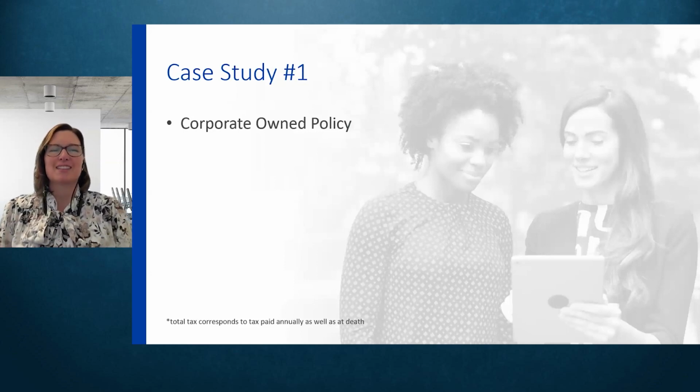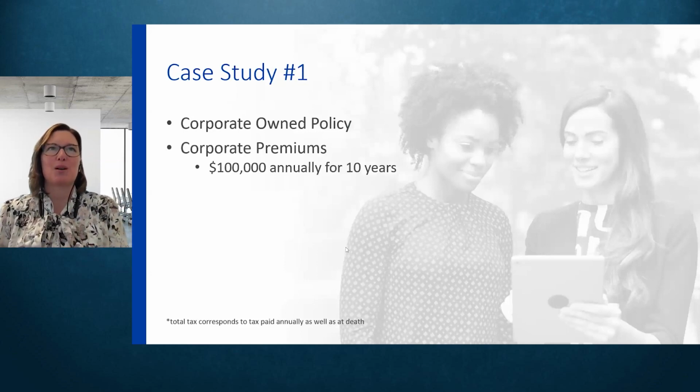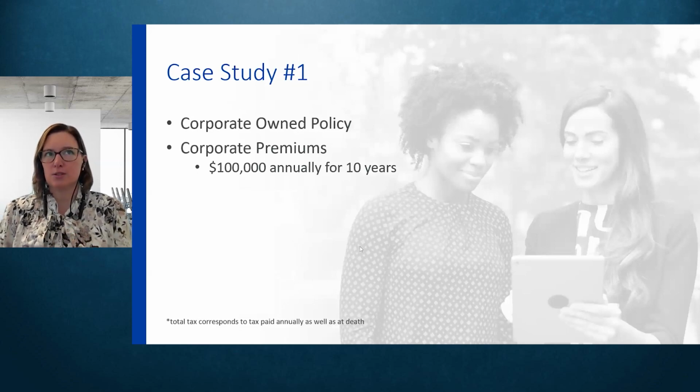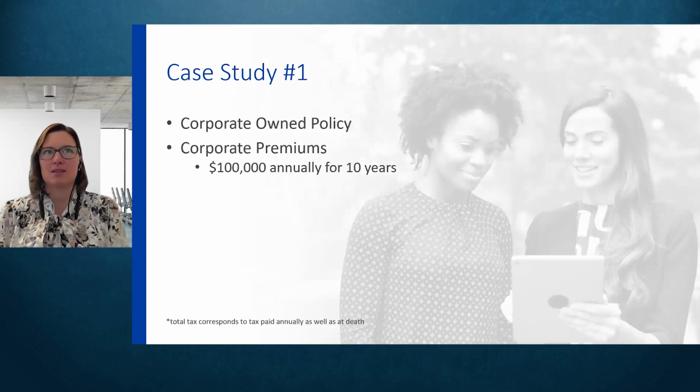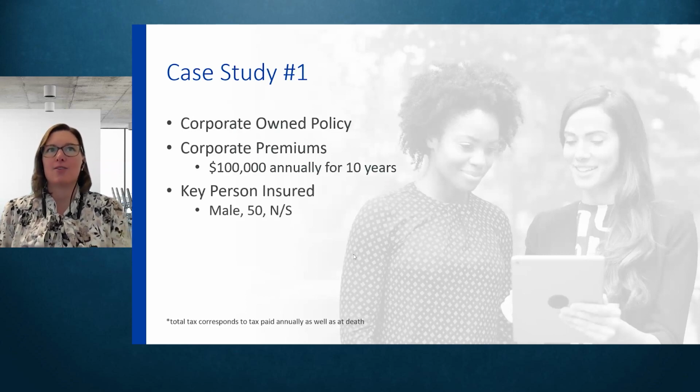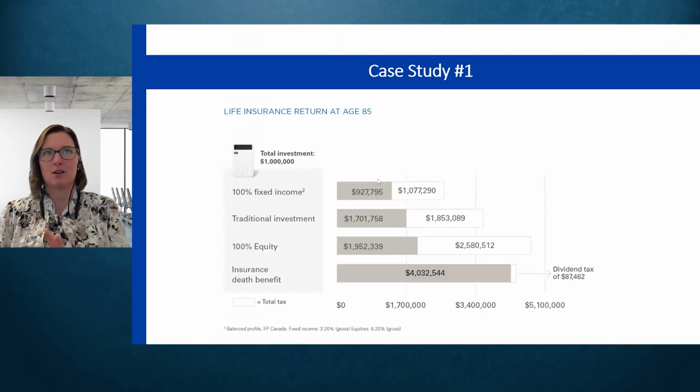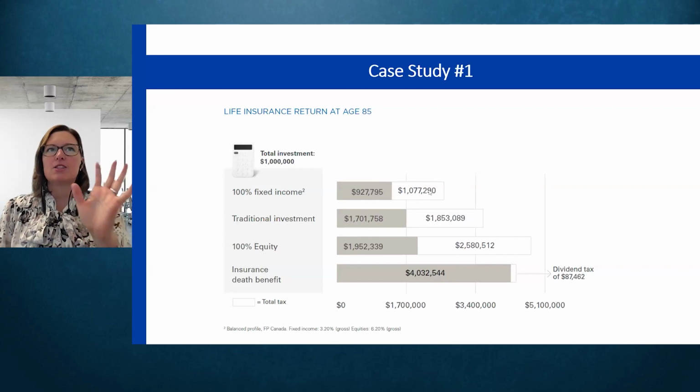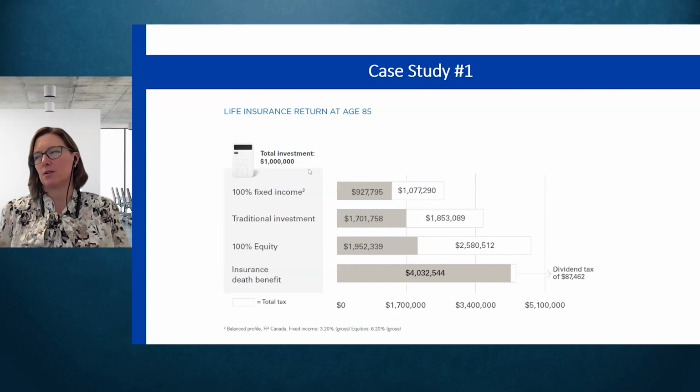Case study number 1, we have a corporate owned policy. We're going to assume that the client is putting in every year $100,000 into the policy for 10 years. Again, I mentioned that it's important that they have the cash flow to put this in. I'm just trying to highlight some interesting numbers for this specific case. So now we have a male, 50 years, non-smoker. Now this is just taking a look at age 85. Their total investment over that 10-year time is $1 million.